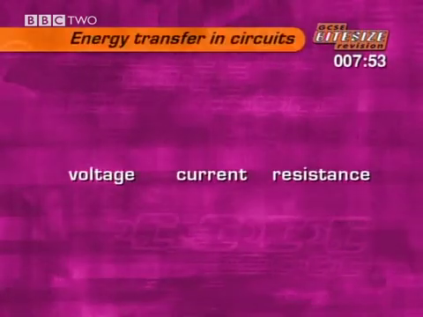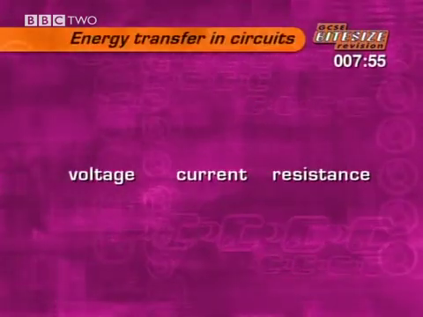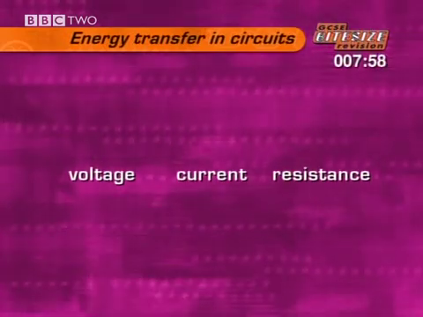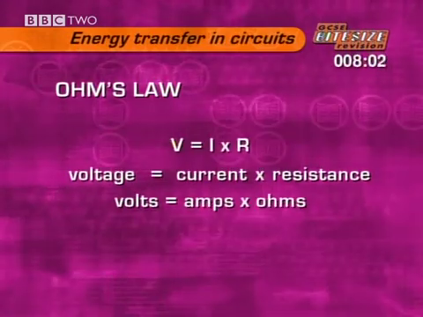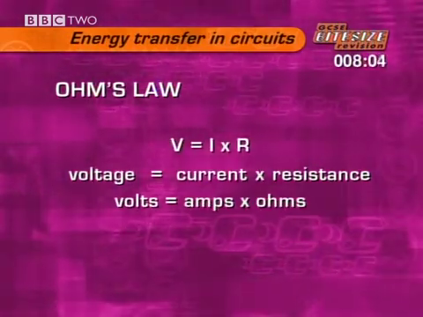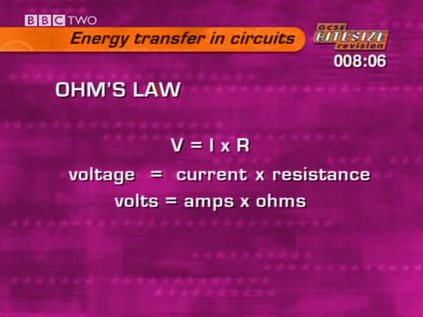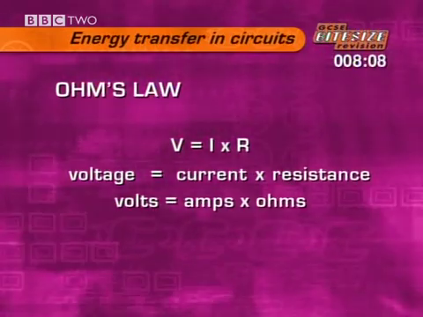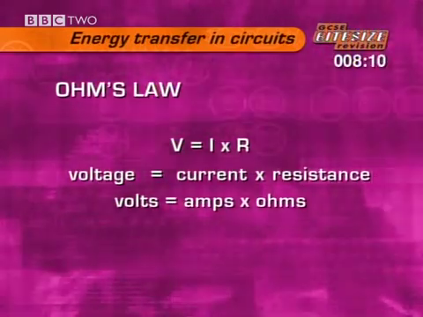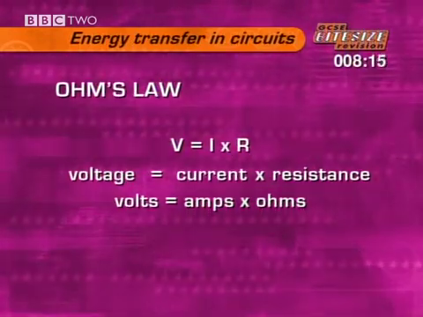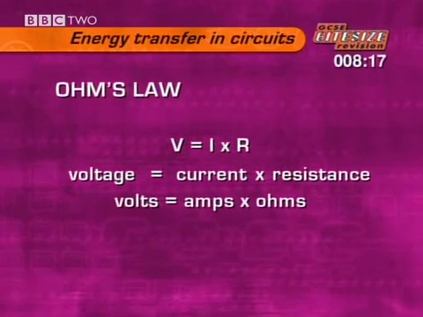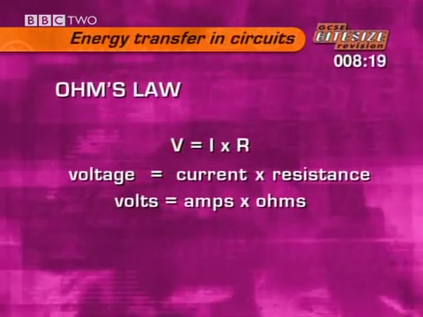There's a special relationship between the voltage, current and resistance in a circuit called Ohm's law. Ohm's law says that anywhere in a circuit, V equals I times R, where V is the voltage across a component in volts, I is the current going through the component in amps, and R is the resistance of the component in ohms. If you know any two of these values, you can work out the other one.